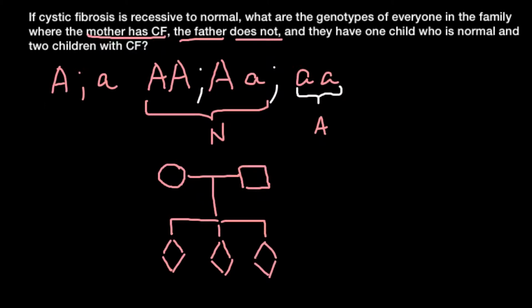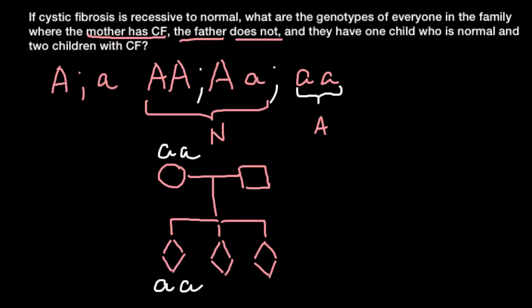And we know that the mother is affected, so the mother belongs to this genotype, small a, small a. And we know that the father is unaffected or normal, and that means that he belongs to this group, and his genotype can be this one or this one. But we don't know so far which genotype. But we know that they have three children and one child is affected. So the genotype would be small a, small a.